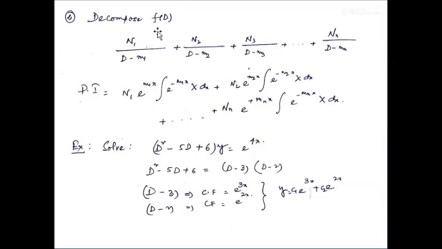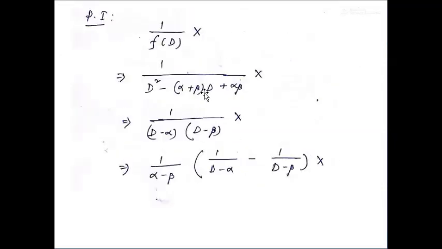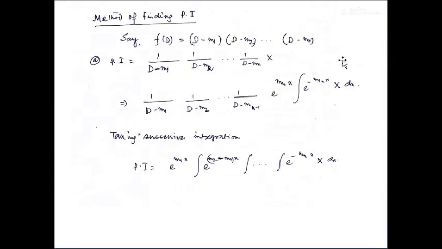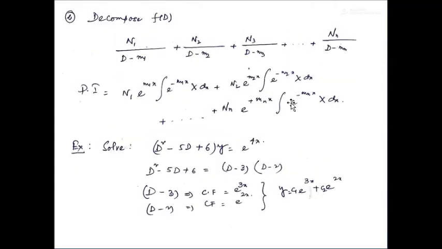Now decompose f(D) in this form, where n1, n2, n3 should be determined. Now if we decompose this, the particular integral will be n1 e to the power m1x into the integration of e to the power minus m1x into X dx. So applying this formula, I can get the particular integral here.